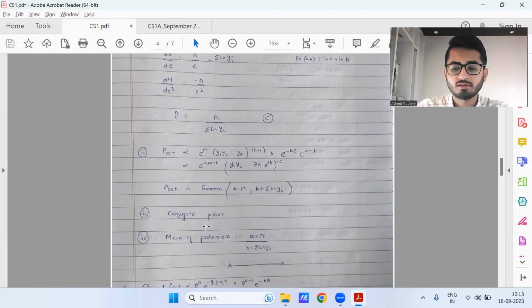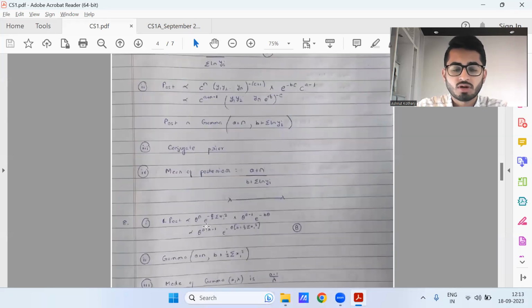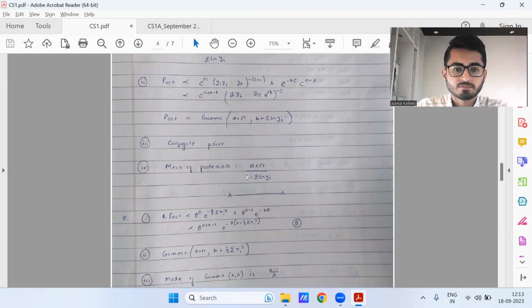Part 4, we need to find the Bayesian estimate under a quadratic loss, and that is nothing but the mean of the posterior. For a gamma distribution, that's nothing but of the form alpha by lambda, where alpha is the first parameter and lambda is the second parameter. Substituting the desired values, we get this.